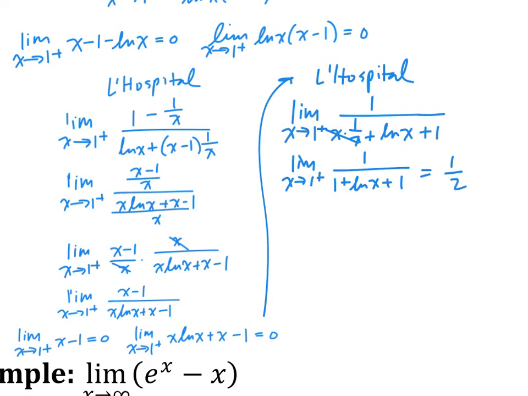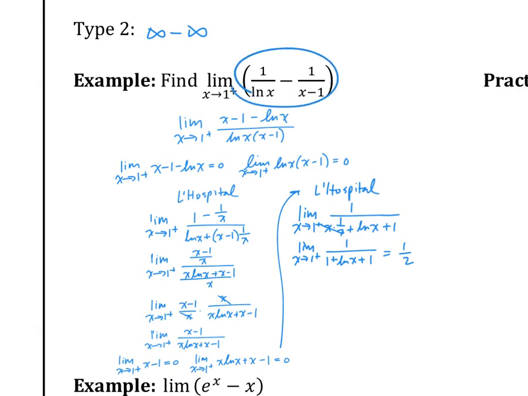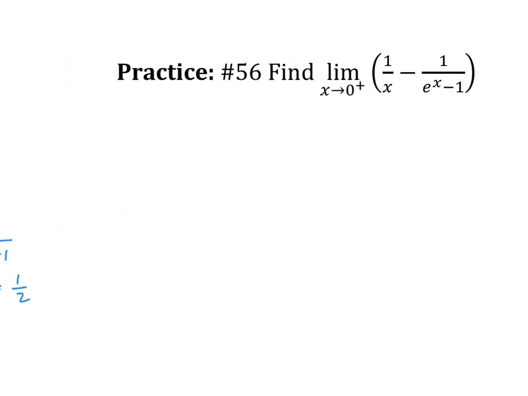So this limit, even though it looked like it was infinity minus infinity at the time, is actually going to 1/2. So if we just assumed that it was 0, it would not be correct. Okay, let's practice another one.